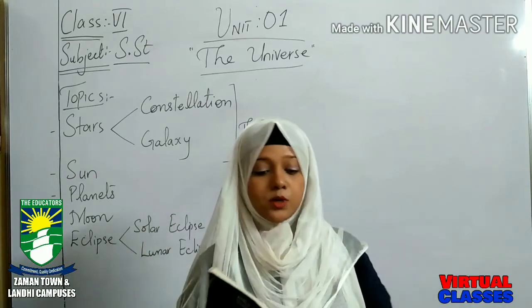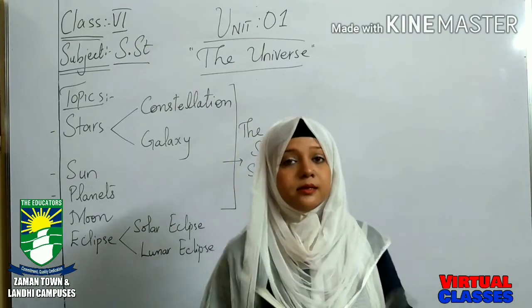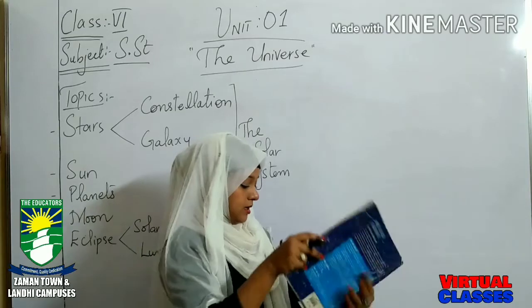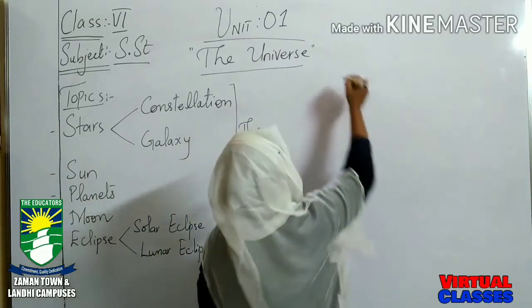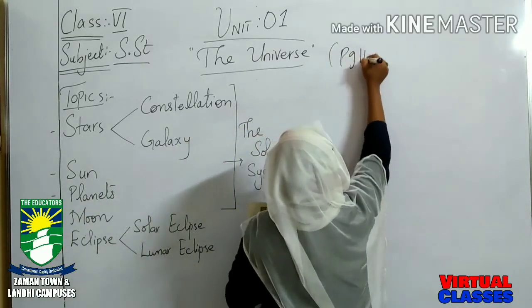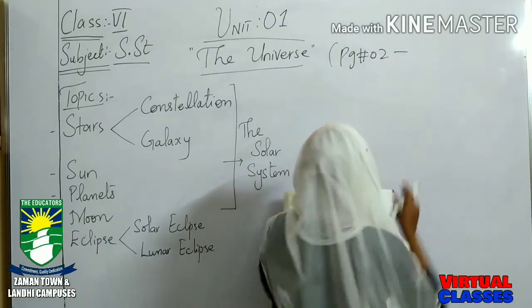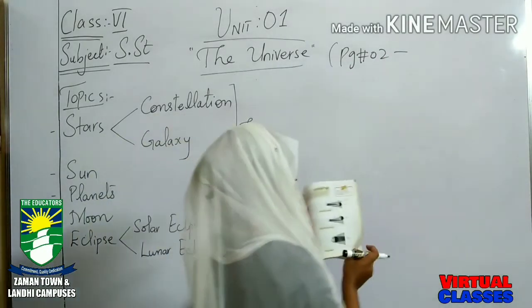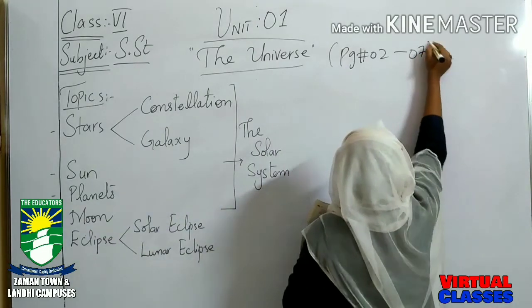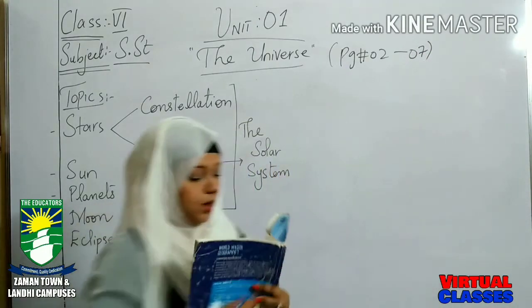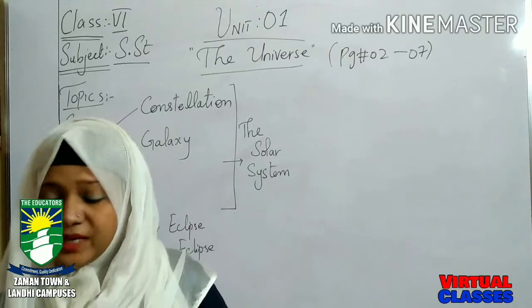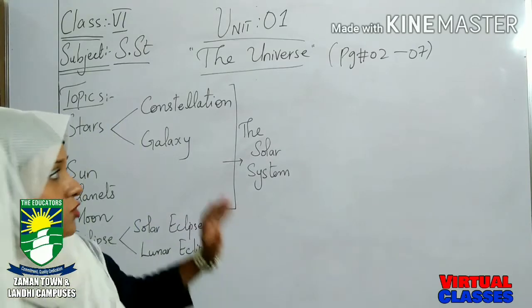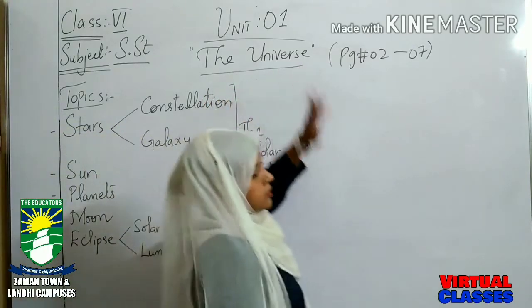The unit which we are going to start today is the universe. It's from page number 2 and it proceeds to page number 7. Okay, what has been discussed in this chapter about the universe?